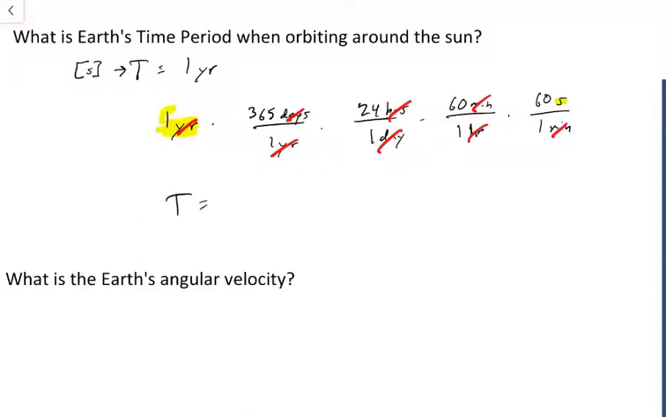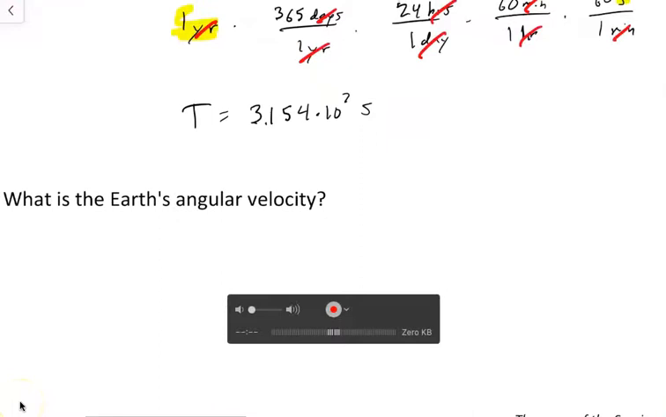So if I were to do this calculation, I get the time period of 1 full year to be 3.154 times 10 to the 7 seconds. I rounded just so I'm not writing too many numbers, but I'm going to keep it in my calculator and I'm going to use it later. And let's move to the next question.